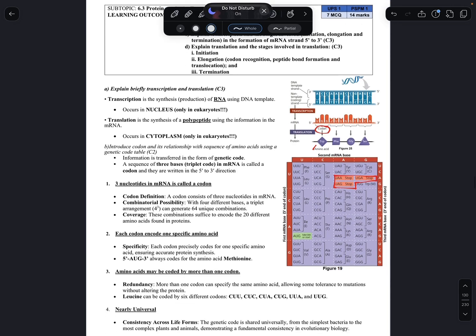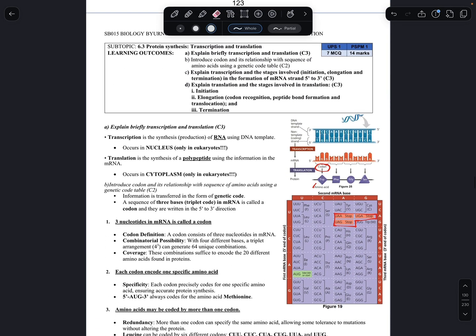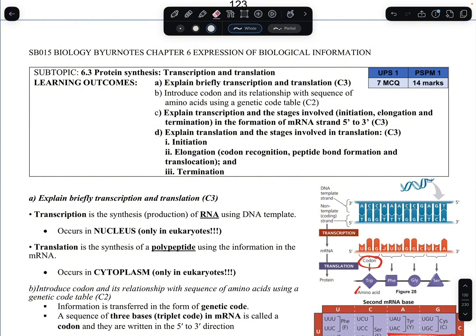So please turn your bio notes to page 124. Okay, so let's take a look at our LO. We can see here that explaining briefly about transcription and translation is a C3. Okay, and this one is C2. Even though it's C2, I'm going to introduce it to you in this video as well.